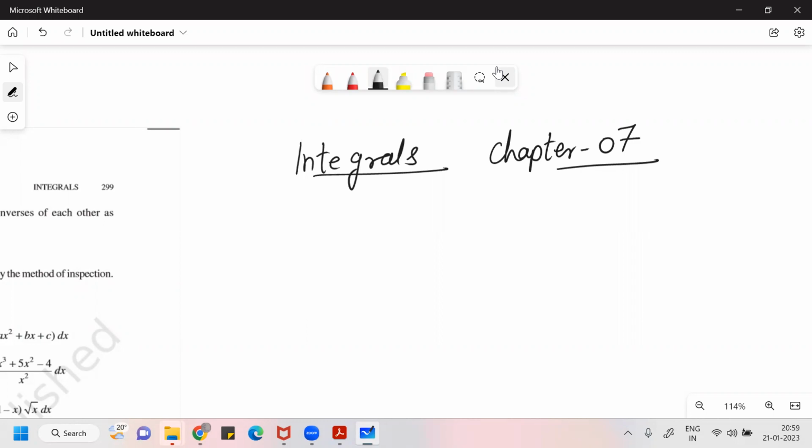So, here in this class, we'll try to understand the concept of integration. So, guys, we know about differentiation. Now, in this class, we're going to talk about integration. What integration is all about.